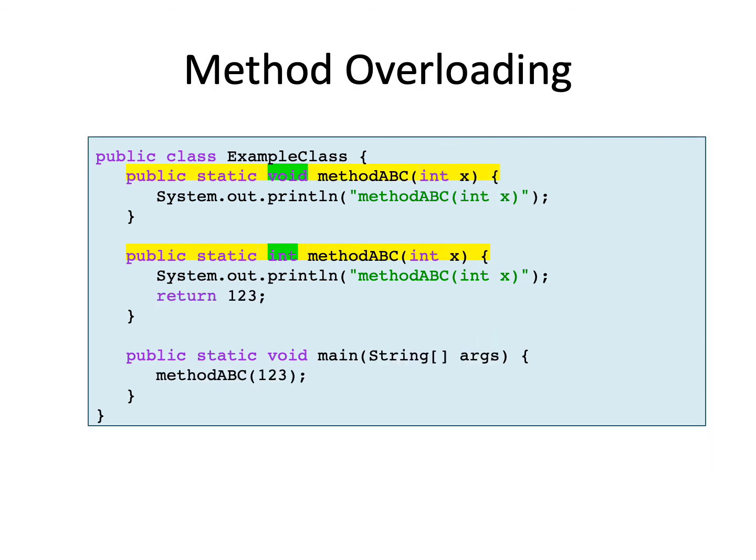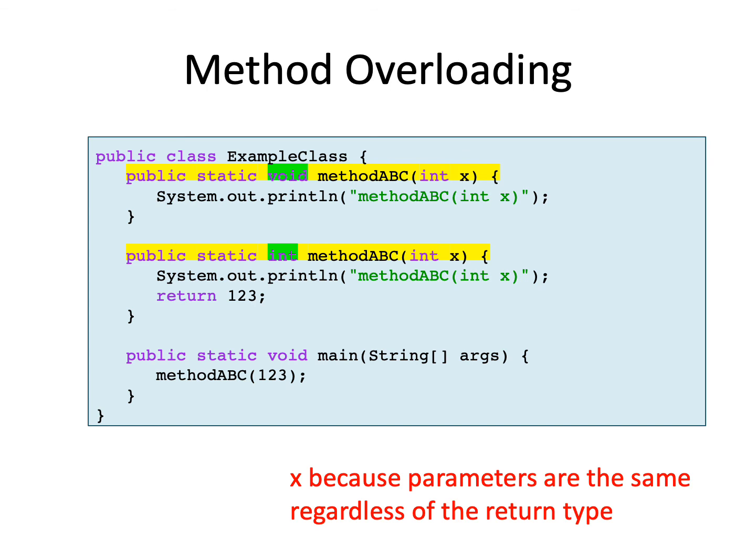What if we have methods of the same name but different return type? Here we have public static void methodABC(int x) and public static int methodABC(int x). Is this valid? Is this showing an example of method overloading? This is invalid. It will give an error that says methodABC has already been defined. So regardless of the return type, these two methods are exactly the same. Method overloading happens only when the parameters are different. It does not matter whether the return type is void or another return type.